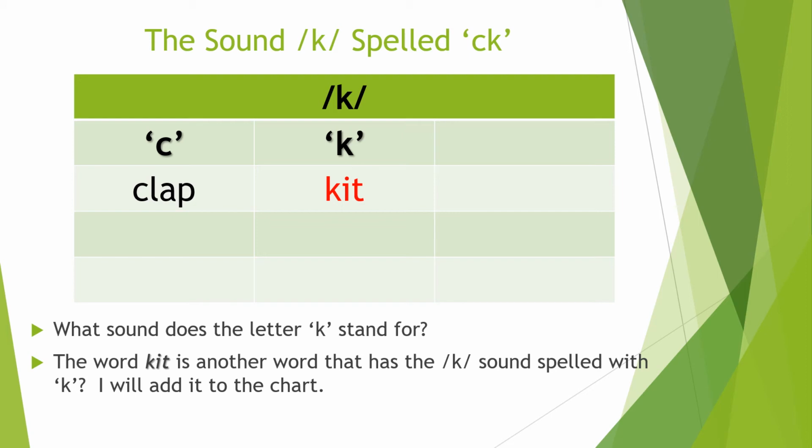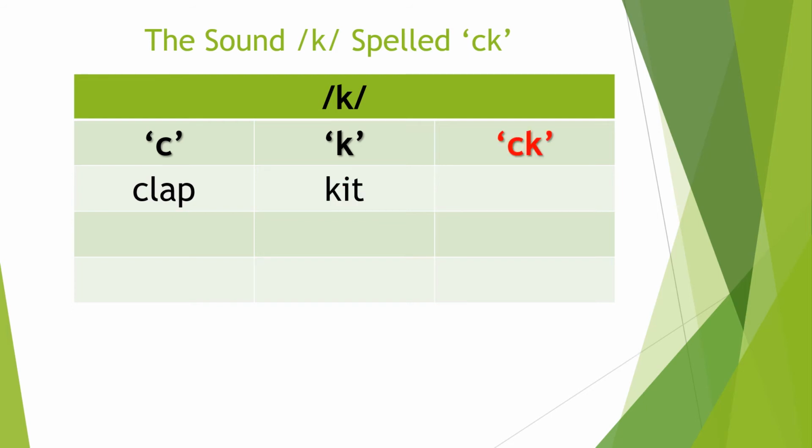The word kit is another word that has the k sound, but it is spelled with the K. I will add the word kit to our chart. Here are the letters CK. They are together. These letters are called a digraph because when you put these two letters together, they no longer make two sounds, they only make one sound. The spelling CK stands for the k sound.